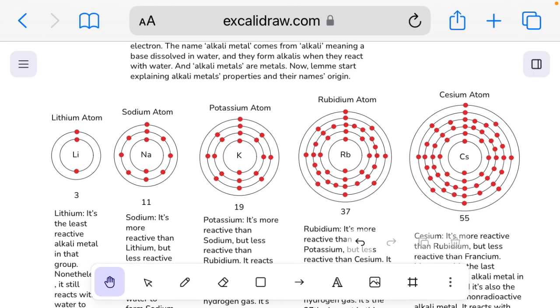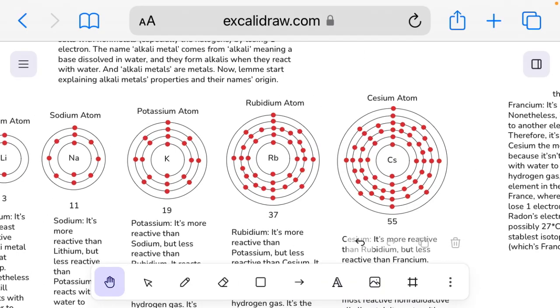If you want to see the atom models, you can check them here. The very far left is the lithium atom, which has 3 electrons with 2 shells. Sodium atom has 11 electrons with 3 shells. Potassium atom has 19 electrons with 4 shells. Rubidium atom has 37 electrons with 5 shells, and cesium atom has 55 electrons with 6 shells.